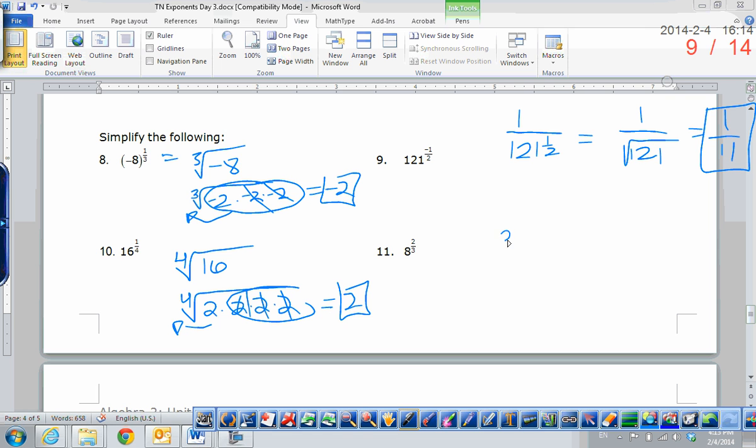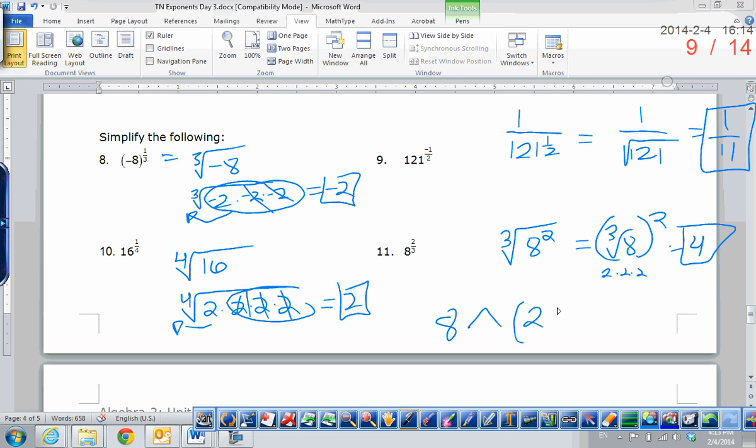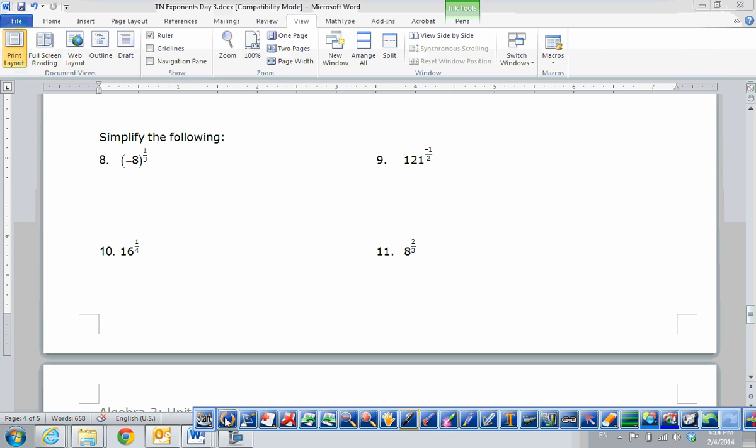Same thing for number 11. This is the cube root of 8 squared. Well, we could first find the cube root of 8 and then square it. So the cube root of 8 is 2, because 2 times 2 times 2. And squared it is 4. You can also put this in the calculator, but the idea is that we know the rules. But just in case you want to double check, we can do 8 and then the caret symbol, and be sure you do the parentheses around the fraction, 2/3, like that. That will give you 4 in the calculator as well.